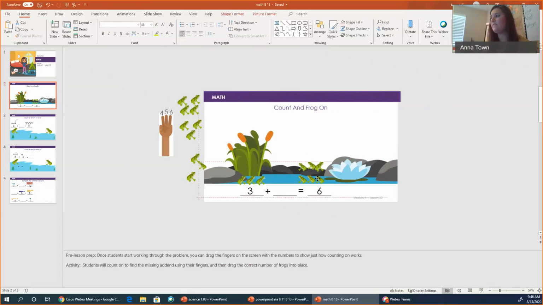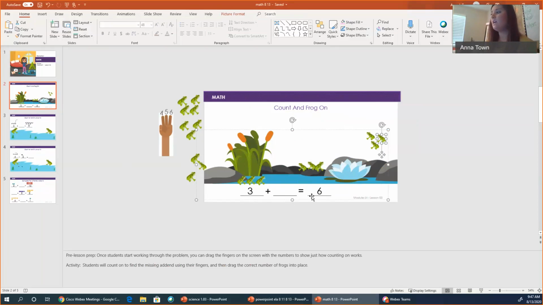So I'm going to take 3 frogs and move them to the side so we can see how many frogs we have left. We are left with 1, 2, 3 frogs. That means 3 was our missing add-in because 3 plus 3 is 6. 1, 2, 3, 4, 5, 6.